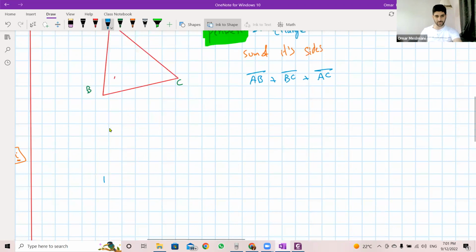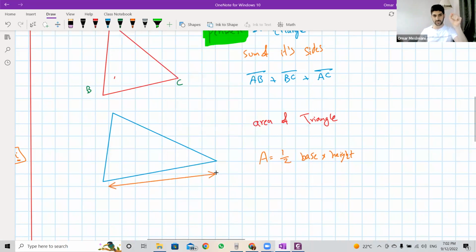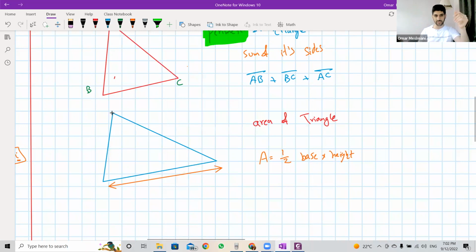If I have another triangle, now I'm going to talk about a concept called the area of a triangle. What is the area of a triangle usually? The area is equal to 1/2 times the base times the height. Where is the base? Where is the height? This is the base. For example, if I say that this is my base, where is my height? Not this one for sure.